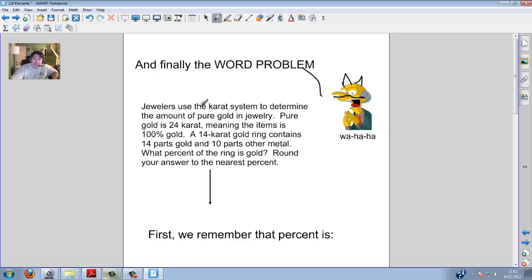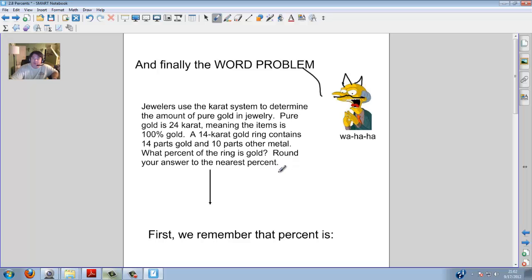Anyway, jewelers use the carat system to determine the amount of pure gold in jewelry. Pure gold is 24 carat, meaning that the item is 100% gold. A 14 karat gold ring contains 14 parts gold and 10 parts other metal. So that's where they get the idea. What percent of the ring is gold? Round your answer to the nearest percent.